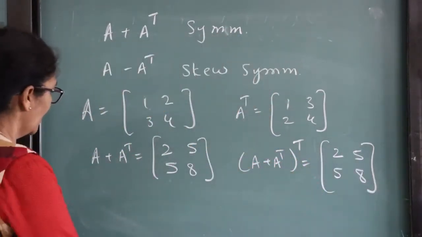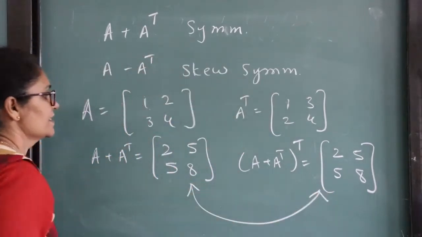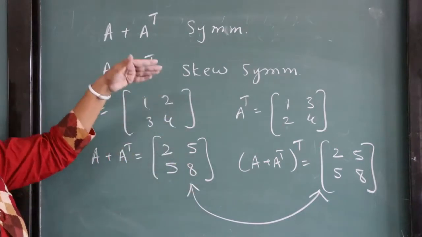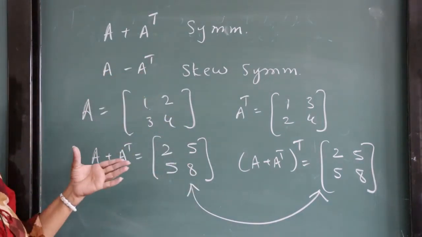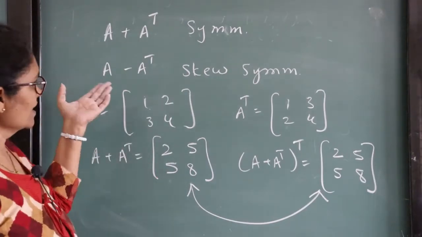Now check, A plus A transpose and its transpose both are the same. If this situation is there, this is your first theorem of symmetric and skew symmetric matrix, that the sum of a matrix and its transpose will always be symmetric.